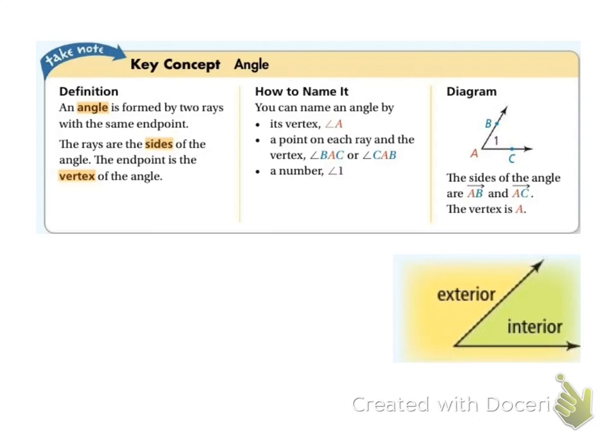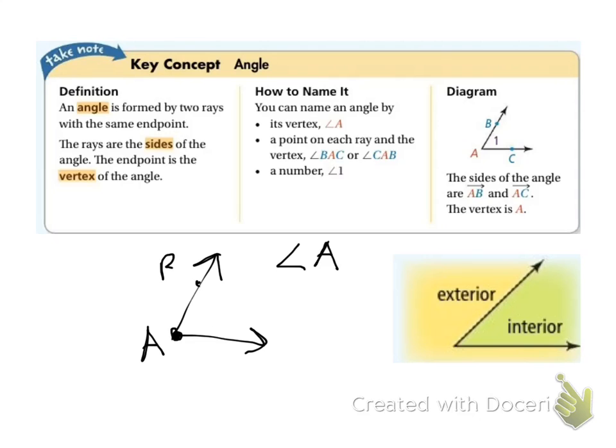Okay, this is section 1.4, geometry, where we're talking about angles. An angle is formed by two rays with the same endpoint. We have rays on the side, and we call the endpoint the vertex. So two rays meet up, and this point right here is called a vertex. We can name it just by its vertex. So if this is A, we can call this angle A.